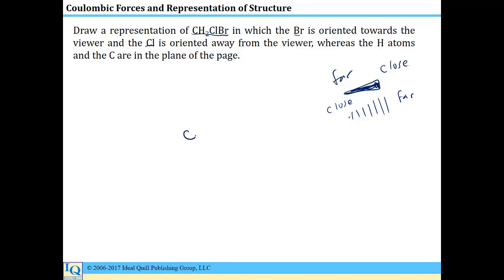So if we're drawing a CH, H, Cl, and Br molecule, and they want the Br to be pointed towards the viewer, you would need to draw a wedge with a large end of the line oriented towards the bromine, and you would draw a hash line with a large end towards the chlorine.